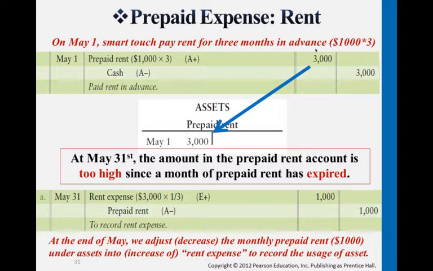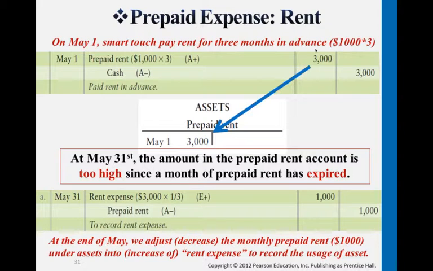Then what? Their normal balance will become $2,000 and we'll be posting it under the debit side, the side where there's a plus sign. Okay, so after the adjusting entries, you see this T account be updated into this $2,000 balance instead of $3,000.